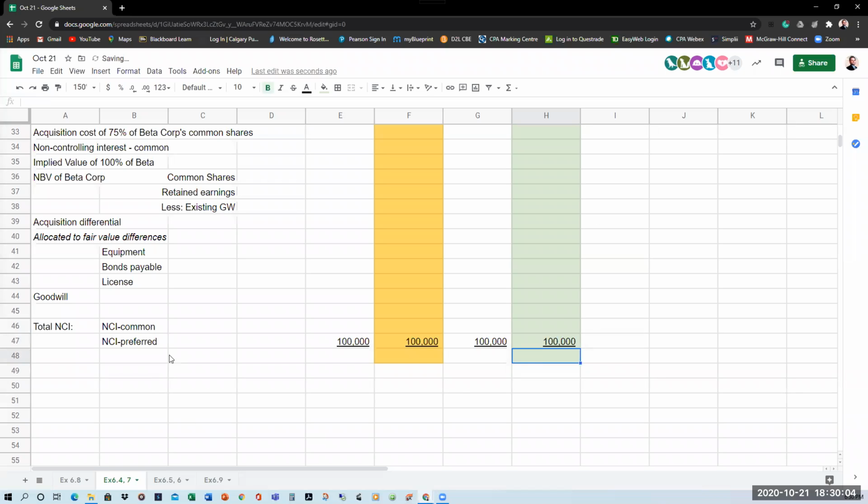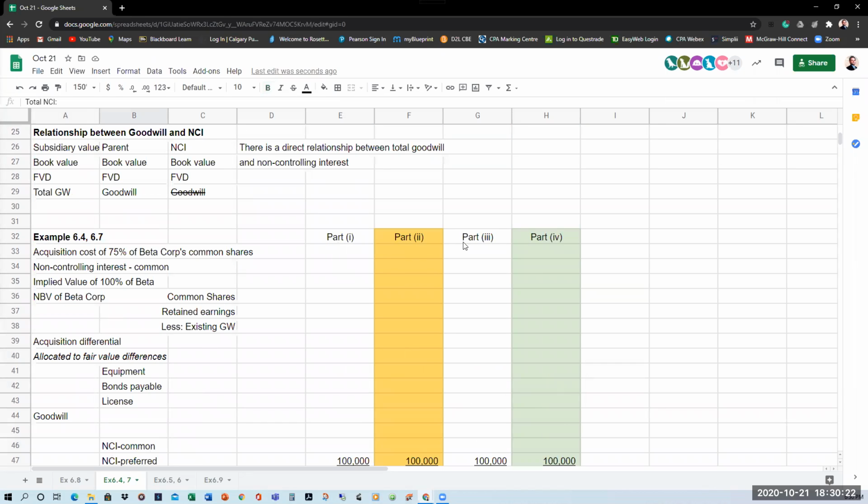In order to get total NCI though, total NCI needs not just the NCI preferred, but also the amount allocated to the common share portion of the non-controlling interest. So we will be calculating that part, in each of these parts.